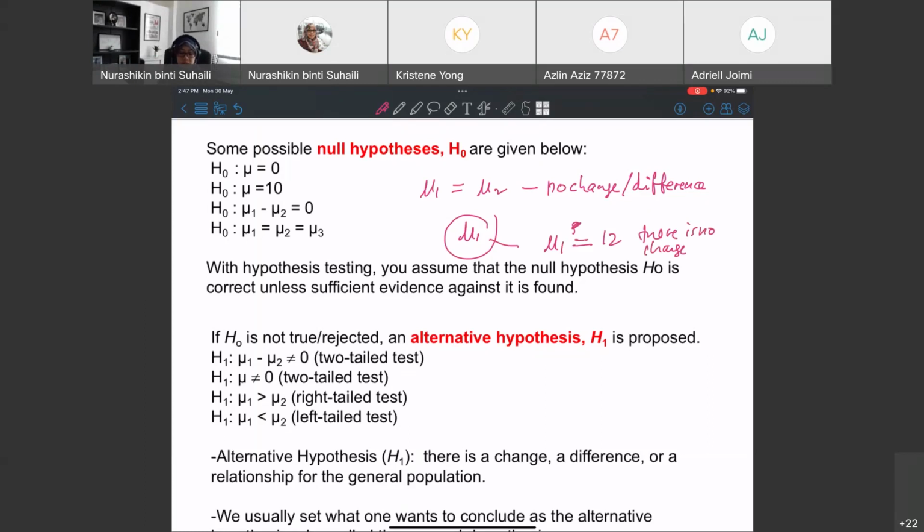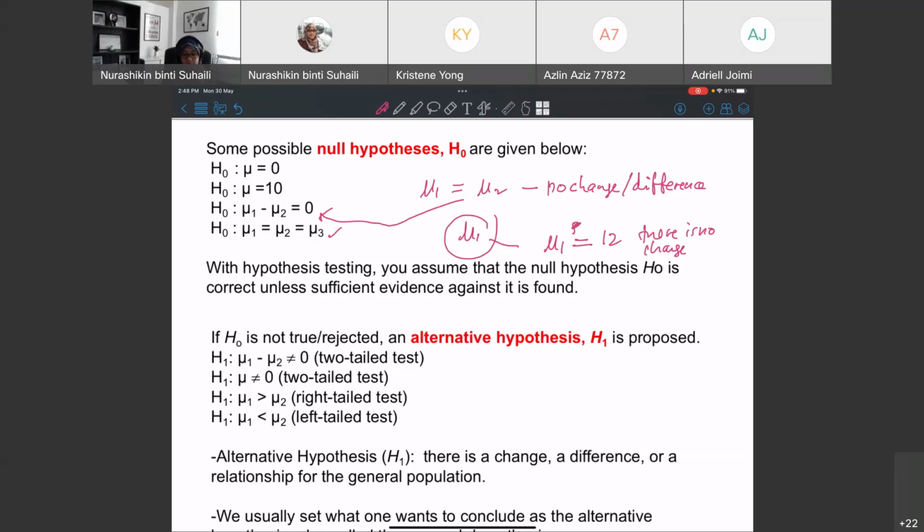Okay, something like that. So for the two samples just now, you can also write it this way: mu1 minus mu2 is equal to 0. Or if you are involving more than two samples, you can also put it in this way. It depends on the cases that you are analyzing.